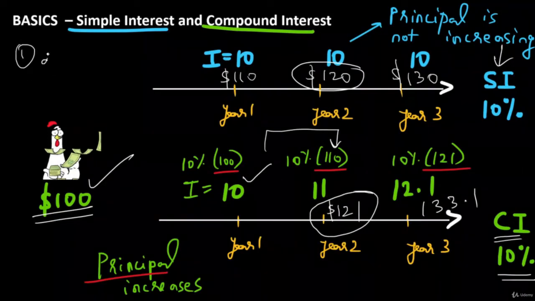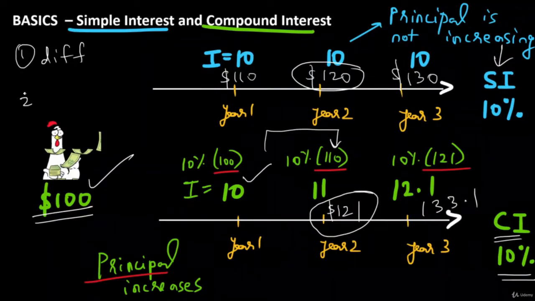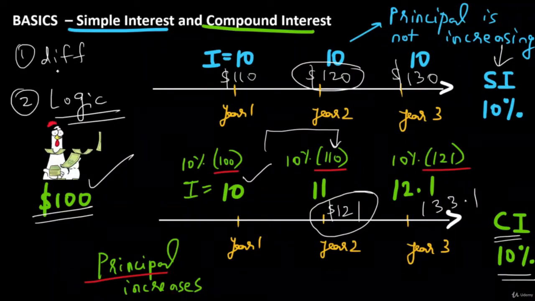All right. Now let's quickly revise two things. First, what's the difference between simple interest and compound interest? And then let's also try to understand the logic behind compound interest. All right. So I'll try to explain this after we quickly revise the difference between these two, which we've just seen. In the case of simple interest, the interest is always calculated on the initial amount, which is 100. So for year 1, it's 10% of 100. For year 2, it's 10% of 100. And for year 3, it's 10% of 100.